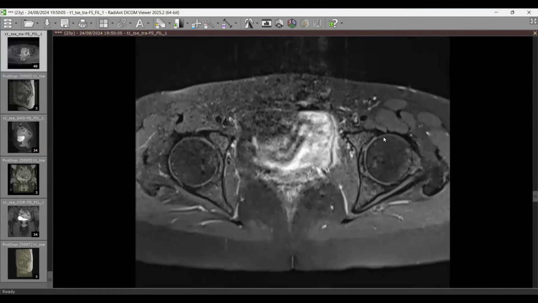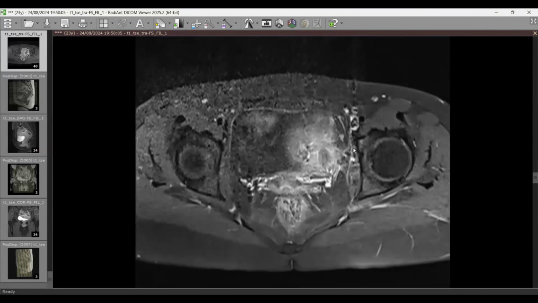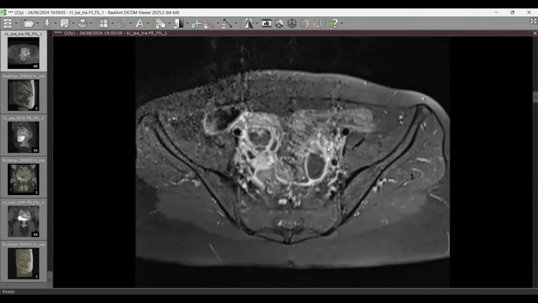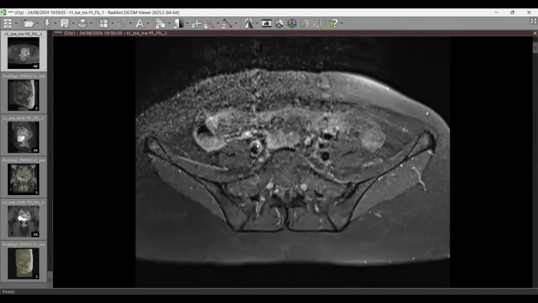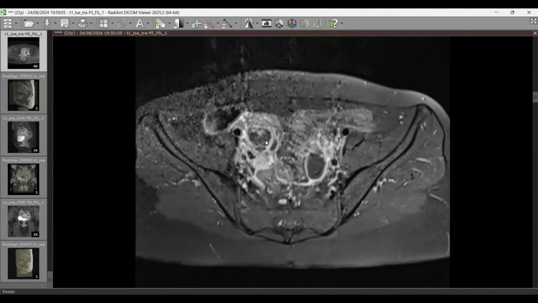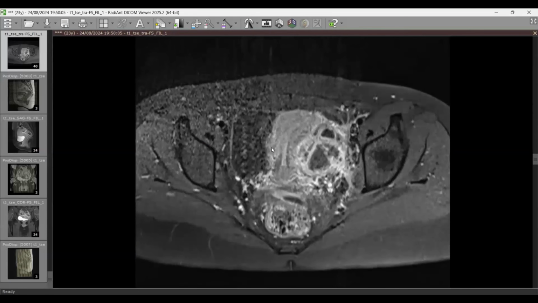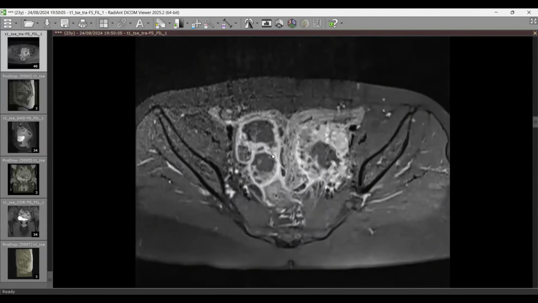On post-contrast images, we can see multiple multi-septated bilateral adnexal lesions, most likely on the left side, as it is showing heterogeneous peripheral septal enhancement. Bilaterally, it is showing peripheral enhancement. I'm just trying to look for the presence of any pedicle twist. So there is no torsion.